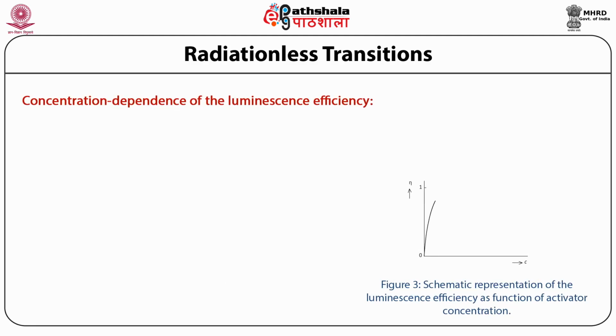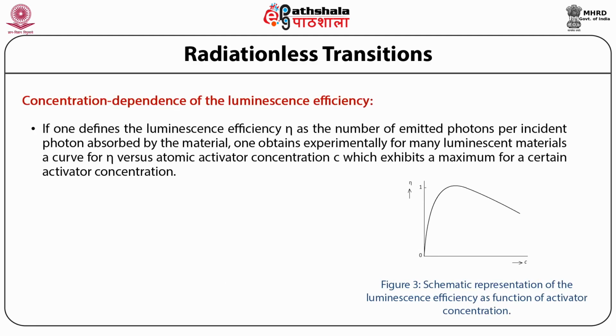Concentration dependence of the luminescence efficiency. If one defines the luminescence efficiency eta as the number of emitted photons per incident photon absorbed by the material, one obtains experimentally for many luminescent materials a curve for eta versus atomic activator concentration C, which exhibits a maximum for a certain activator concentration.